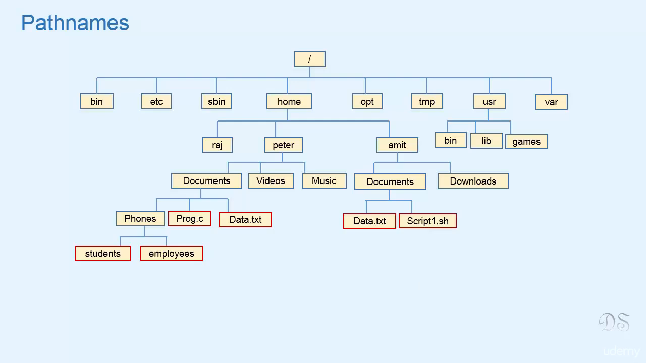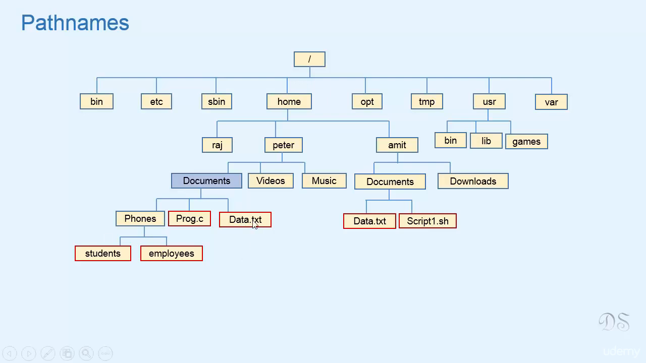Most of the Linux commands accept file names and directory names as arguments. When you're present inside a particular directory, you can access all the files in that directory directly. So all the files and directories inside your current directory can be accessed by just specifying the name. For example, suppose you are in this directory documents. You can refer to this directory or these files by just writing their names.